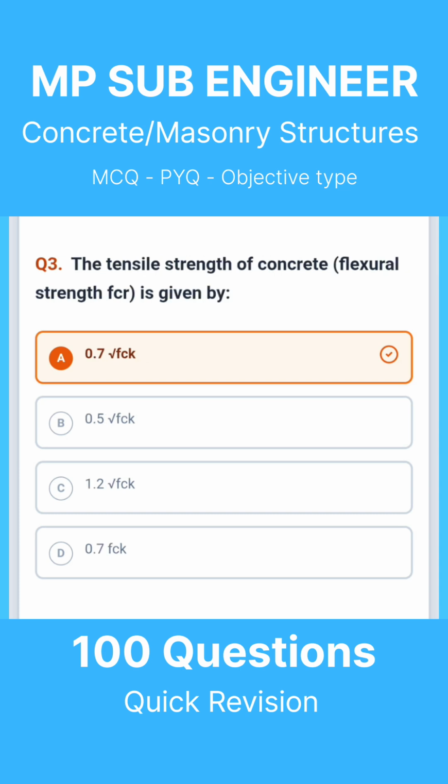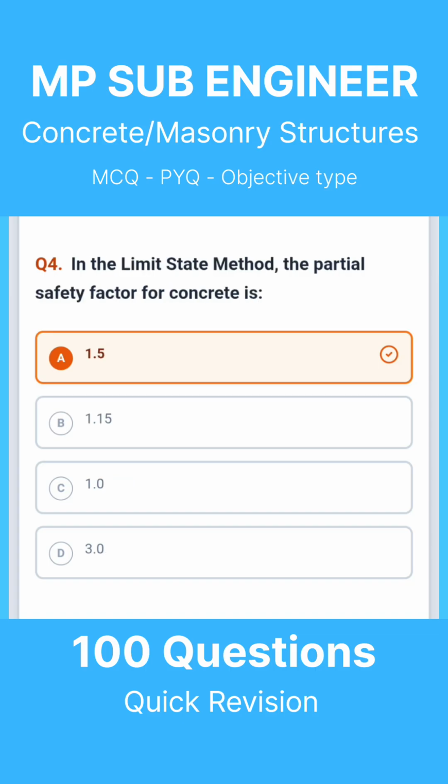Question 3. The tensile strength of concrete, flexural strength fcr, is given by. The correct answer is 0.7 square root of fck. Question 4. In the limit state method, the partial safety factor for concrete is. The correct answer is 1.5. Question 5. In the limit state method, the partial safety factor for steel is. The correct answer is 1.15.